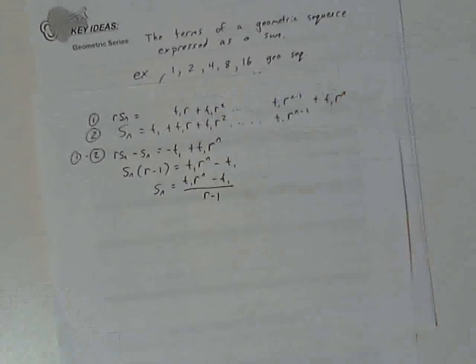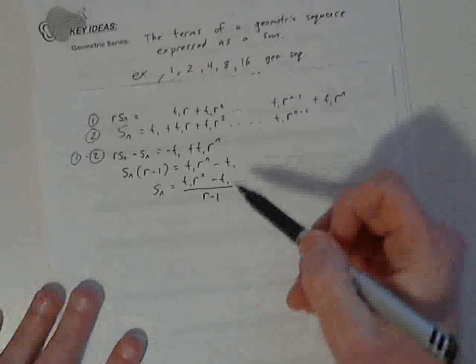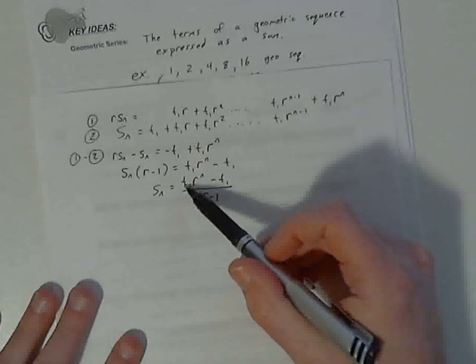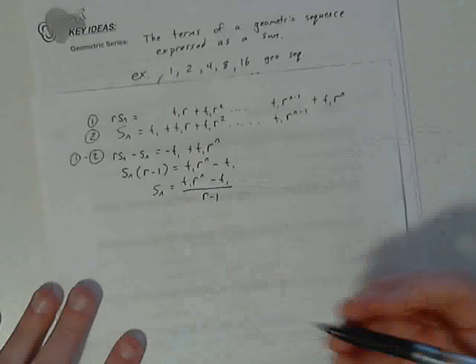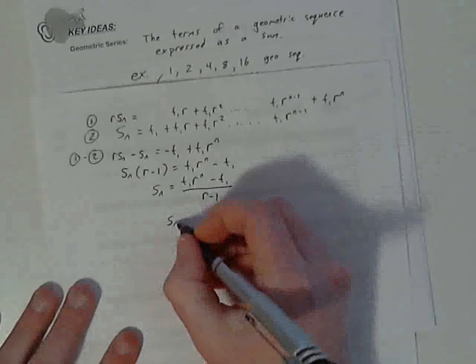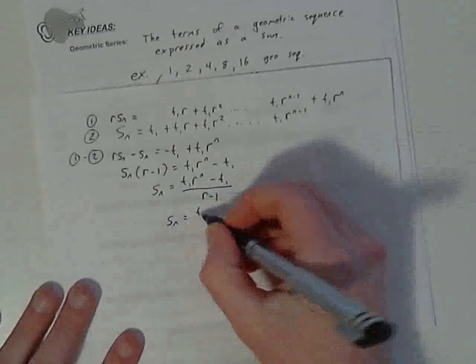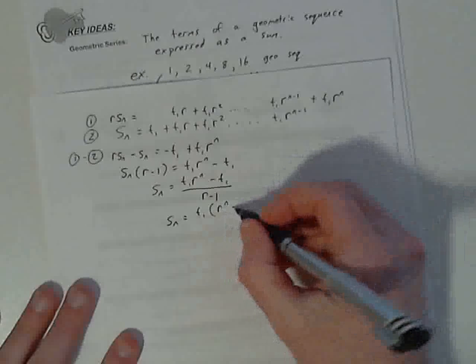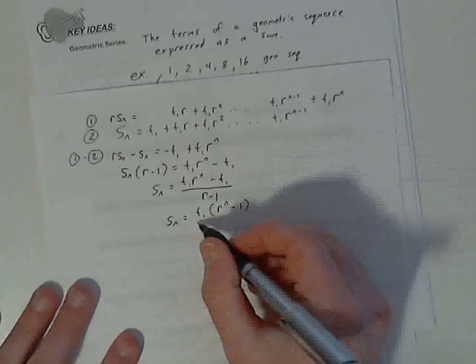So this pretty much should be what you have on your formula sheet, except with just one difference. They common factored the T1. So they actually went one step further, and they said it's T1 on the outside. On the inside you have r to the n minus 1 all over r minus 1. And that's how you get to a formula for the sum of a geometric series.